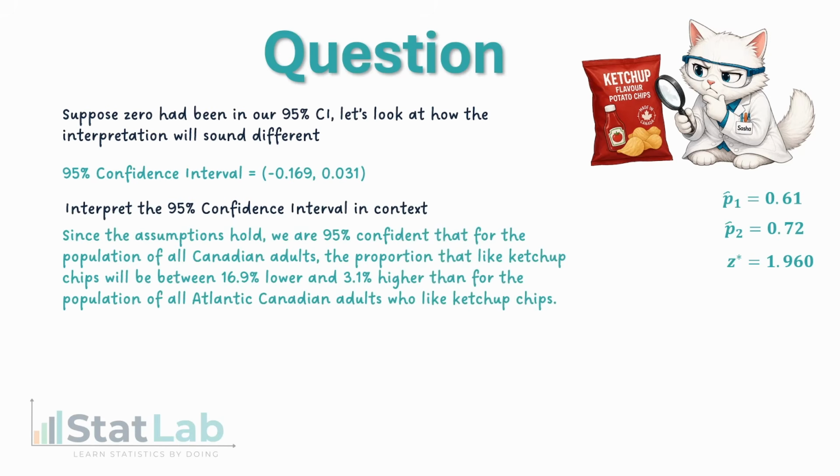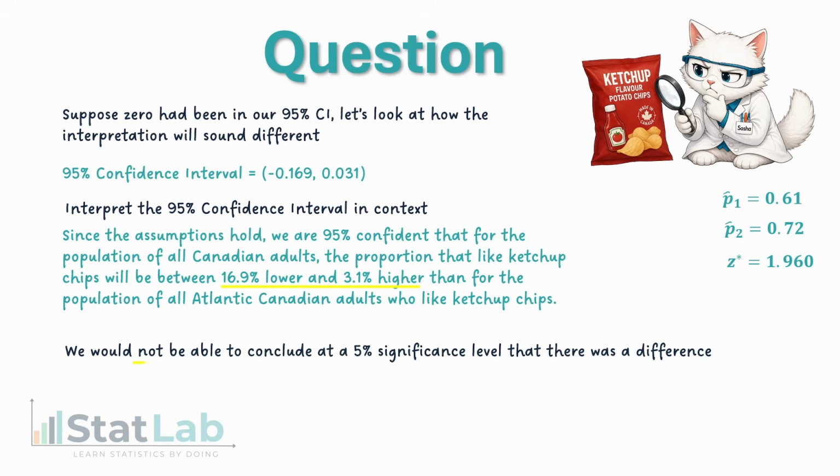Since the assumptions hold, we are 95% confident that for the population of all Canadian adults, the proportion that like ketchup chips will be between 16.9% lower and 3.1% higher than for the proportion of all Atlantic Canadian adults who like ketchup chips. So this piece here is what sounds different. Before I just said between 2% higher or lower, but if it's mixed, you have to say between this lower and this higher.